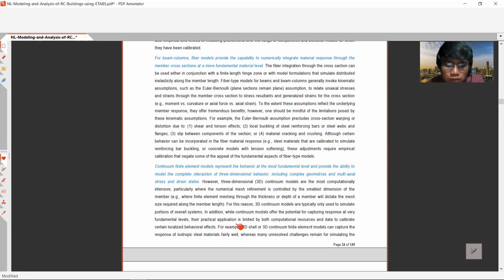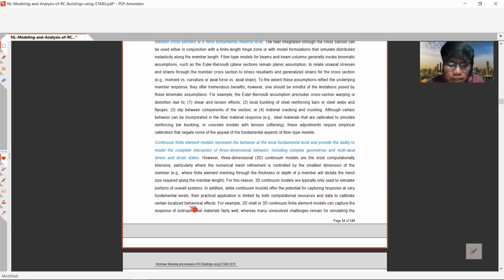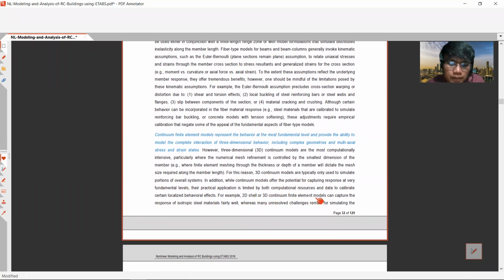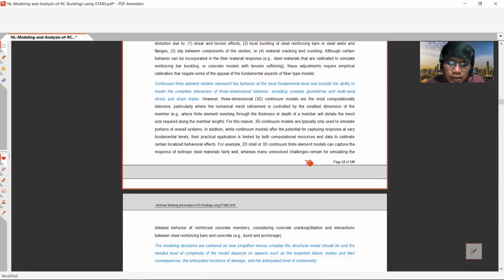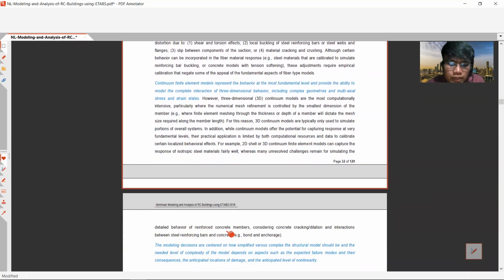So in addition, while continuum models offer a potential for capturing response at very fundamental levels, their practical application is limited by both computational resources and data to calibrate certain localized behavioral effects. So for example, a 2D shell or a 3D continuum finite element model can capture the response of isotropic steel materials fairly well. Okay, whereas many unresolved challenges remain for simulating the detailed behavior of reinforced concrete members. So considering concrete cracking, dilation, and interaction between steel reinforcing bars and the concrete, or the bond and the anchorage.